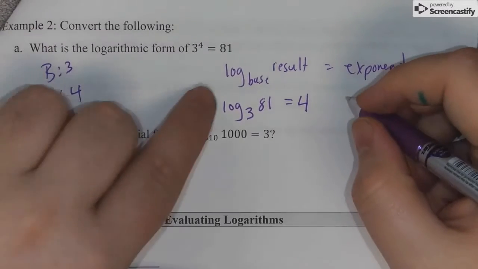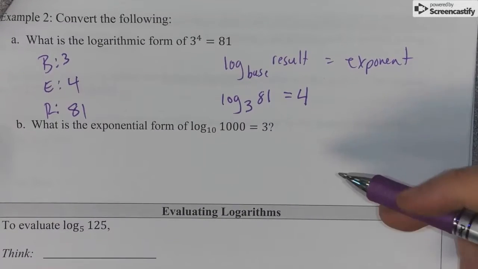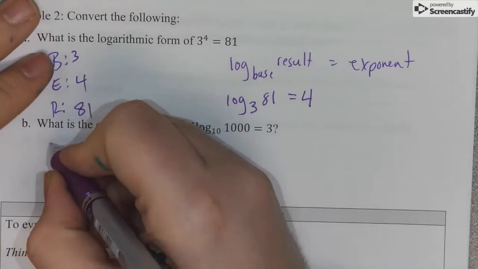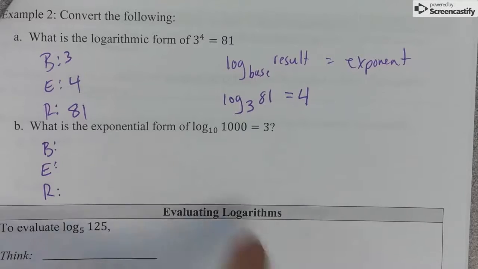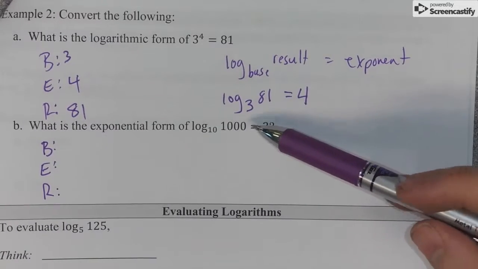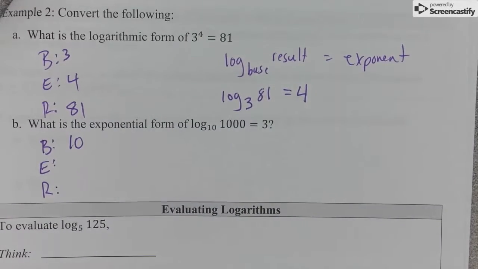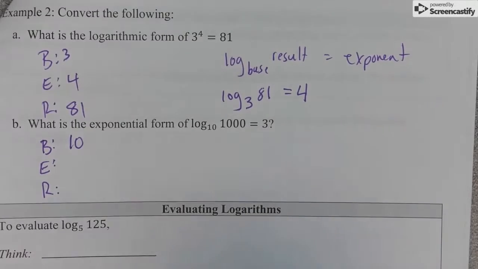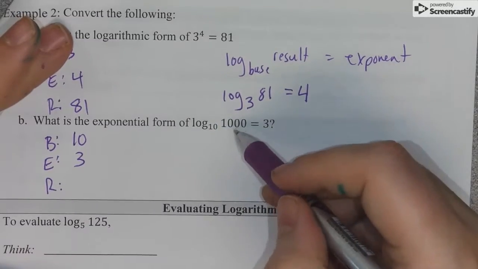Which means 3 to the 4th power is 81. Example B. What is the exponential form of log base 10 of 1000 equals 3? So you need to identify the base, the exponent, and the result. The base is this little subscript here, so the base here is 10. The exponent, if we look back up here, is on the right of the equal sign. So the exponent here is 3, and the result in this case is 1000.